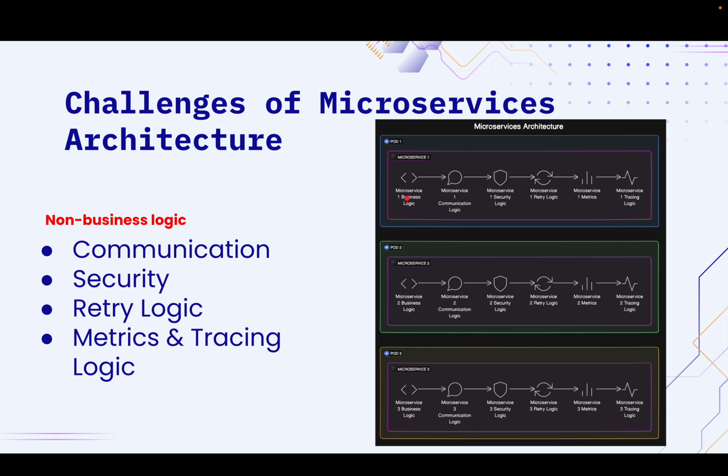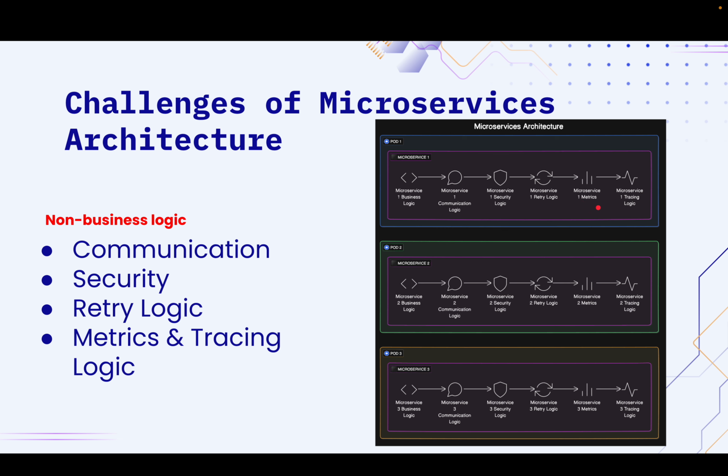If we look at the microservice, we have the microservice's business logic, then we have the communication logic. This communication logic is basically the logic that defines how one microservice should communicate with another microservice. And then we have a security logic, and the retry logic. So in case of a microservice failure, how do we want to impose the retry logic? That's another logic. Then we have the metrics, the tracing, and all these other kinds of logic.